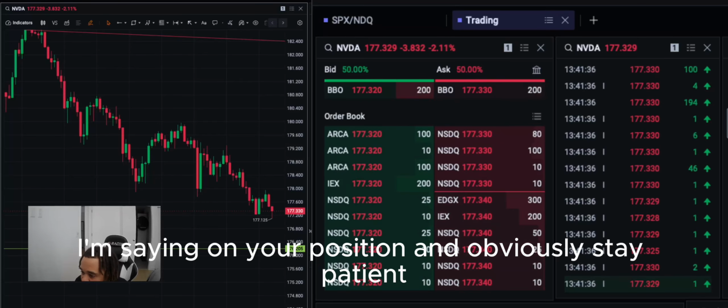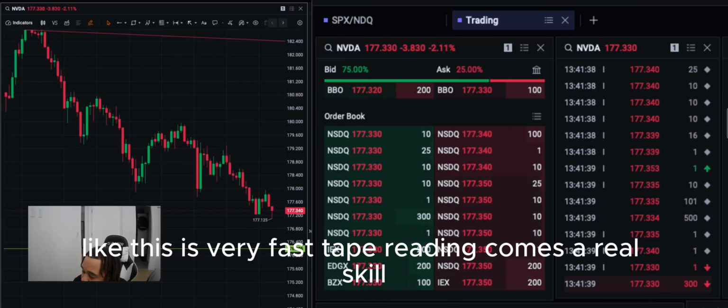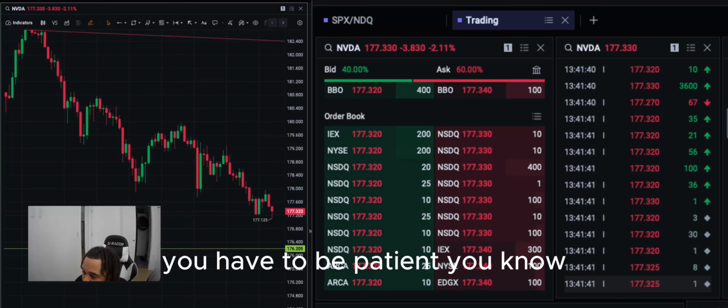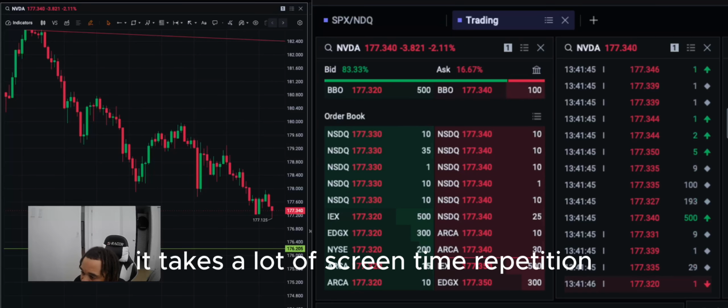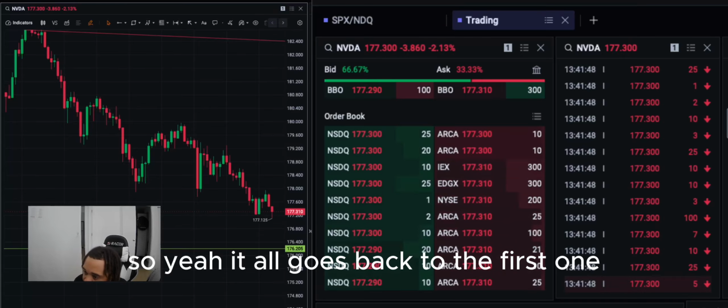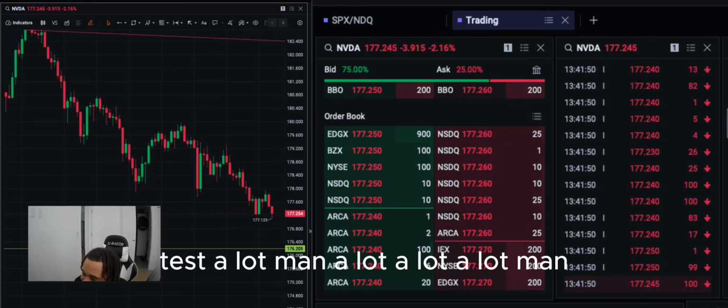And obviously stay patient. This is very fast. Tape reading comes with real skill. You have to be patient. Tape reading isn't for everybody. This is not something you master overnight. It takes a lot of screen time and repetition. So yeah, it all goes back to the first one. Just record your trade sessions, backtest a lot, man. A lot.